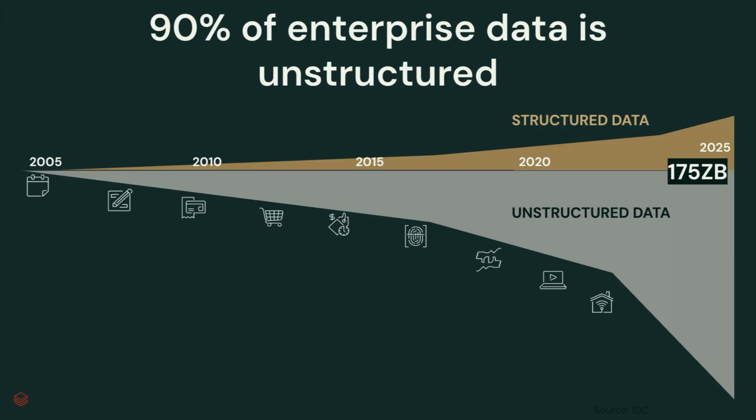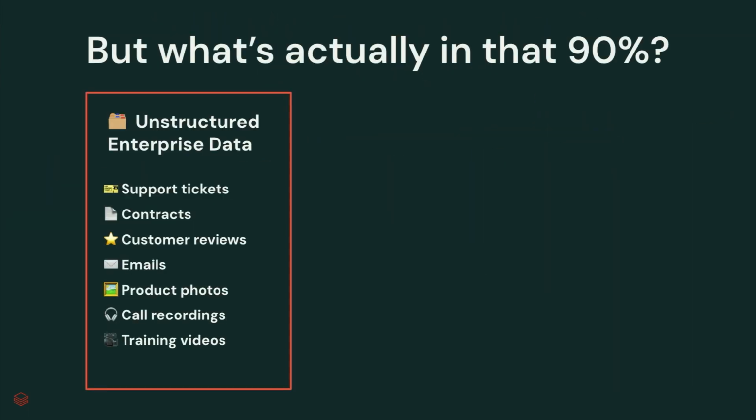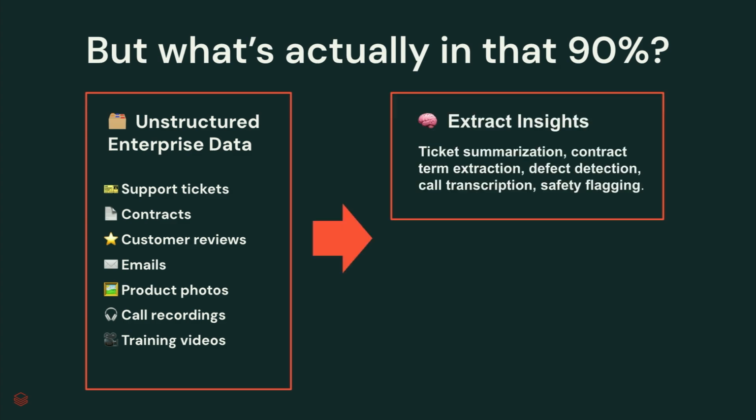So what is really inside that 90%? All sorts of stuff. They are contracts, support tickets, documents, slides, PDFs, audio transcriptions, video files, social media. But what do businesses really want to do with this? They want to do two things. First, they want to extract insights, like summarize documents, analyze sentiments, transcribe audio files, detect defects in photos, and stuff like that. And the goal really here is to automate manual reviews, make decisions faster, and improve the overall quality of the decisions.